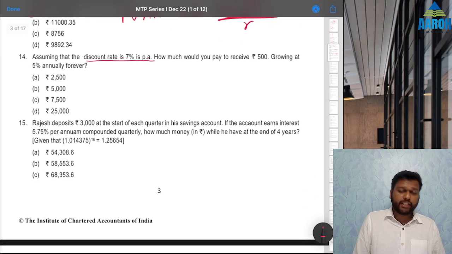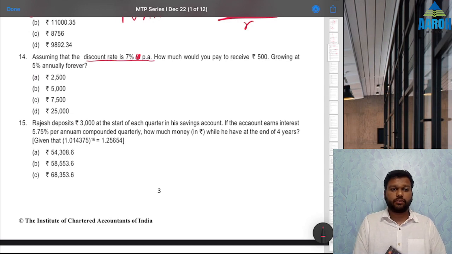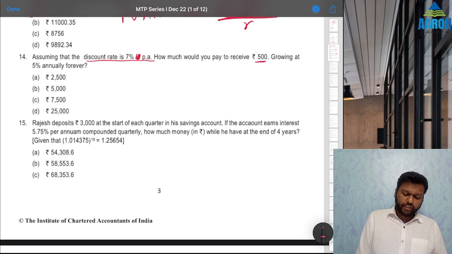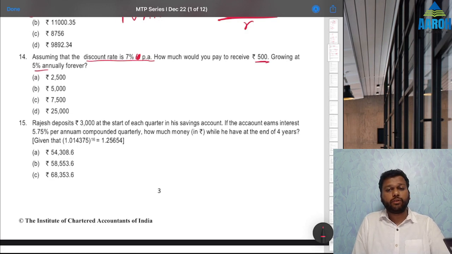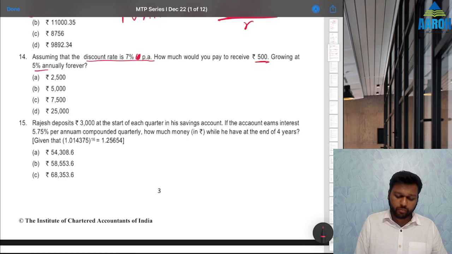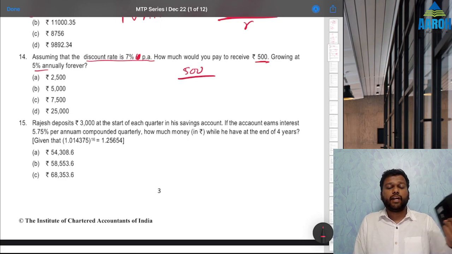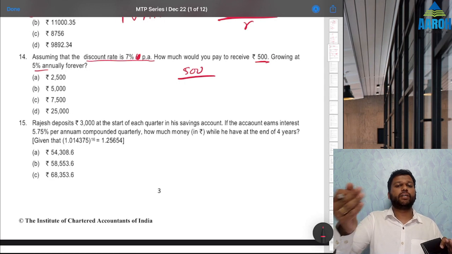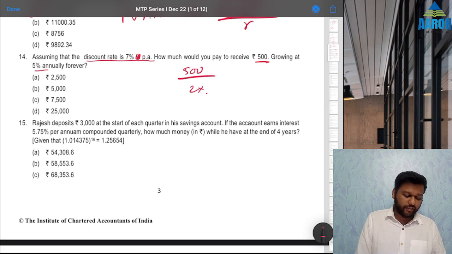Assuming that discount rate is 7% per annum, discount is interest rate. So discount rate is actually something different. That is a concept which you'll learn in depth in CA Inter. It is also there in CA Foundation, but not a lot of students study it. How much would you pay to receive 500 growing at 5% annually forever? So this is perpetuity, growing perpetuity. Growing perpetuity is what? 500 upon the difference of interest rate and growth rate, right? So interest rate minus growth rate is 2%. So 500 by 2% is what?